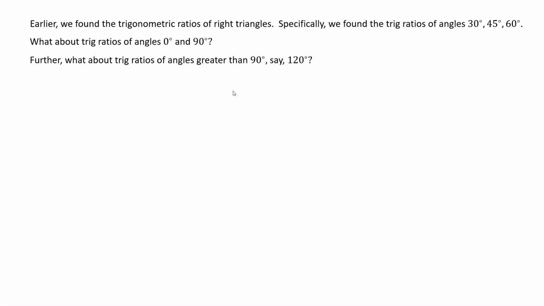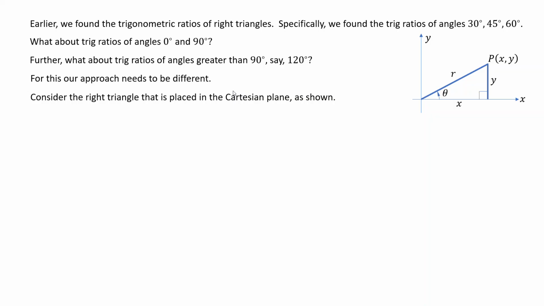So we cannot use that kind of method, like drawing a right triangle the way we did for the previous one. So we need to have a different approach for it. That's the point I'm trying to make here. Cool? All right, let's move on. Consider the right triangle that is placed in the Cartesian plane as shown. So this time what we'll do is something like analytical trigonometry.